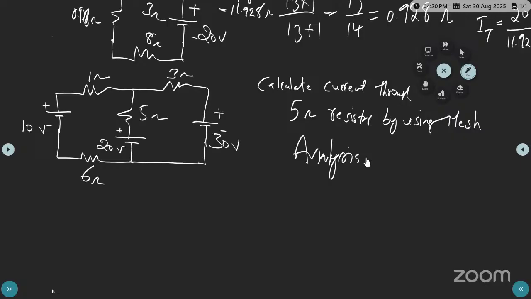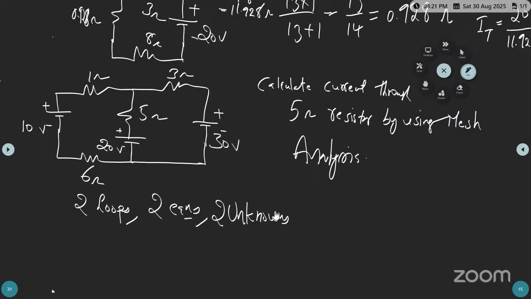You have to get two equations. You have to get two unknowns. After getting the two unknowns, we will find out the required parameter. Now what do you have to do? First step: for the above circuit, how many loops are there? Two loops are available. That means we'll get two equations, that means two unknowns.